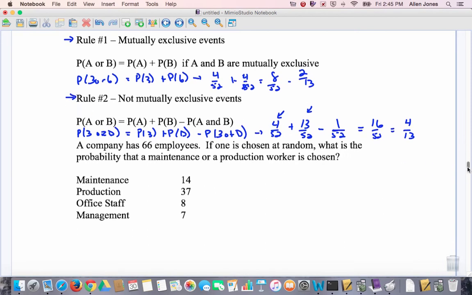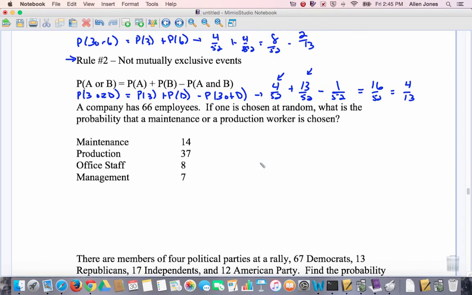So as we look at a problem, we have to decide whether those two events are mutually exclusive or not mutually exclusive. So here, a company has 66 employees. If one is chosen at random, what is the probability that a maintenance or a production worker is chosen? Let's start out. We have 66 total employees here. Now, based on this, they're broken into 4 different categories, and we don't have an employee that overlaps into each one, so these two events would be mutually exclusive.